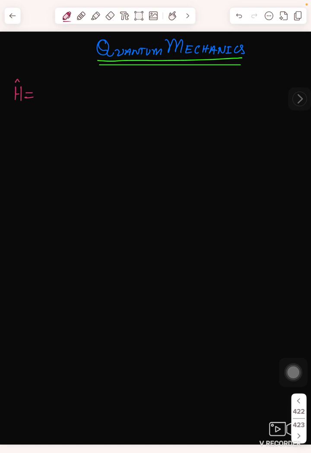H, which is the Hamiltonian operator, equals p square over... or not p square, let's start from the basics: K.E. plus P.E. Let's remove P.E. for now, we will add it later on, I'll tell you the reason for it. Okay, so now we know that K.E. is nothing but kinetic energy, which can be written as 1 by 2 mv square.